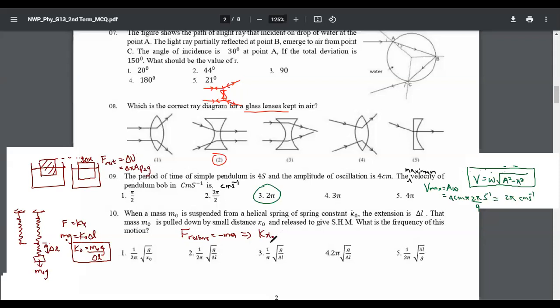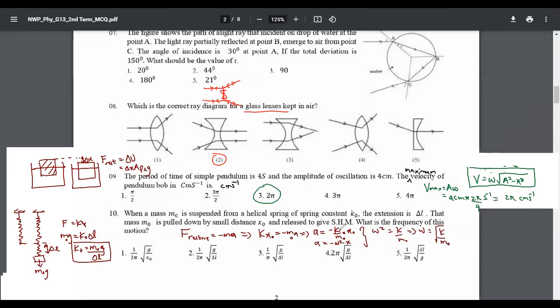Here also it is the same thing. The additionally created force, k x naught, is equal to minus ma. And what do we do in simple harmonic motion? We make a the subject. When you make a the subject, it will be minus k over m into x naught. So you have to compare that with a equals minus omega square x. That gives you omega square equals k over m naught, in fact m naught, sorry, because the mass is m naught. So omega is equal to the square root of k over m naught.